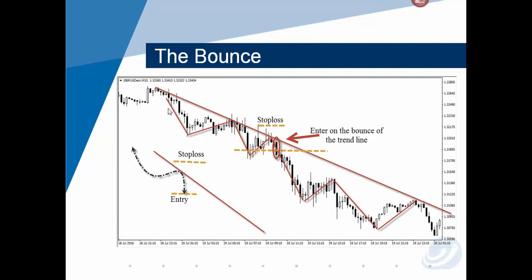All right, so here we have another bounce in a downtrend. So as the market continues to trend downwards, now how would we actually look to trade this?